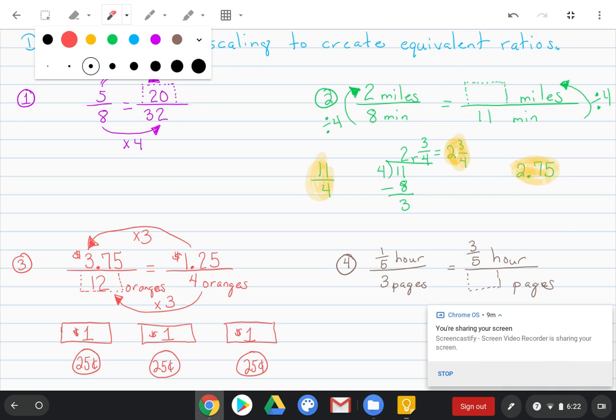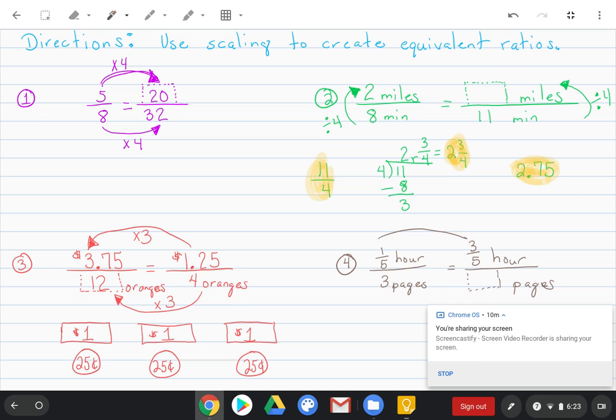Alrighty, let's go for our last example. And in our last example, if I take 1/5 of an hour to read 3 pages, then in 3/5 of an hour, how many pages can I read? Again, we're looking for that multiplicative relationship between numbers. So I want you to think about this. Is there an easy way to go from 1/5 to 3/5? And remember, we're not adding, we're multiplying.